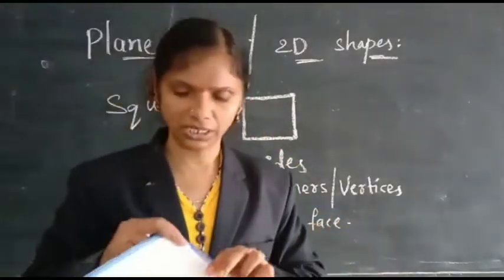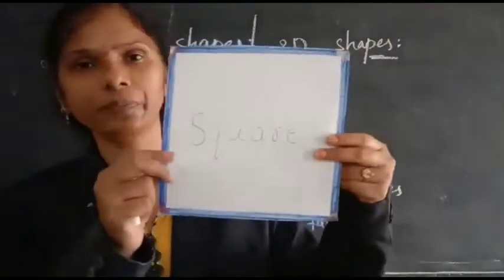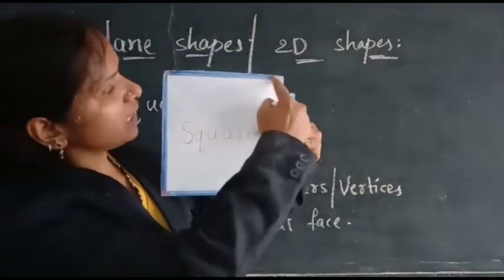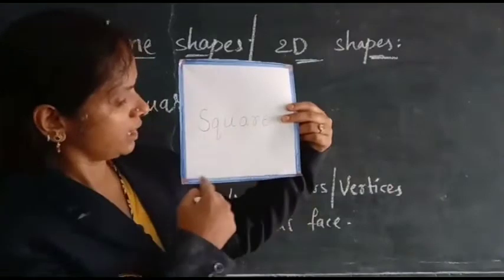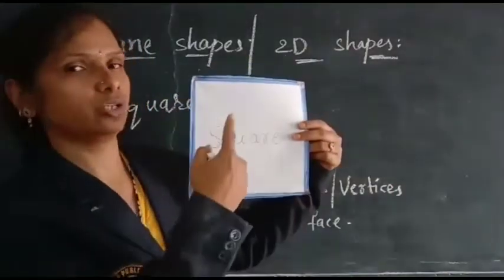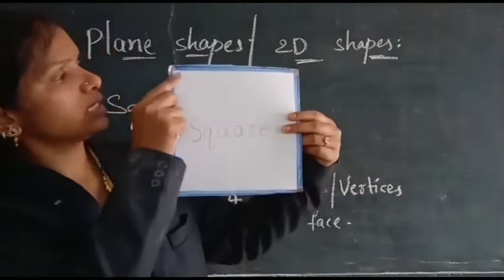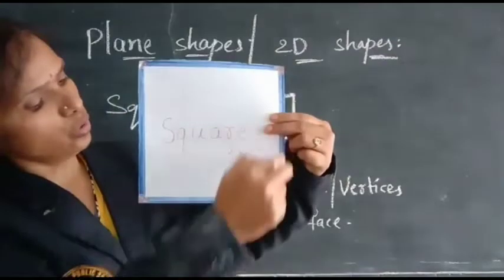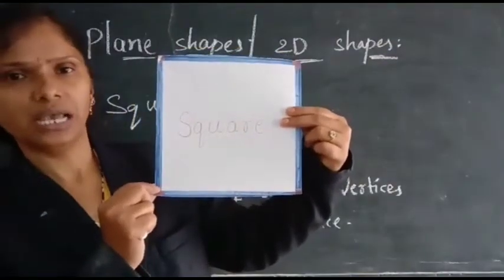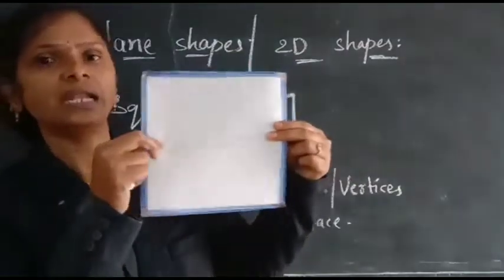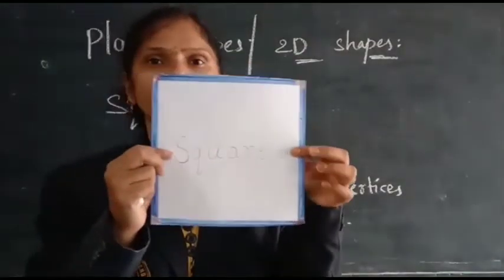Now here you see, children, you can see the square. Already I told you a square has four sides, which I marked with the blue color. These are the sides, 1, 2, 3, 4, and all sides should be equal, and four corners, which I marked with the red corners, 1, 2, 3, 4. A square has four corners and four sides, and it is a flat shape.